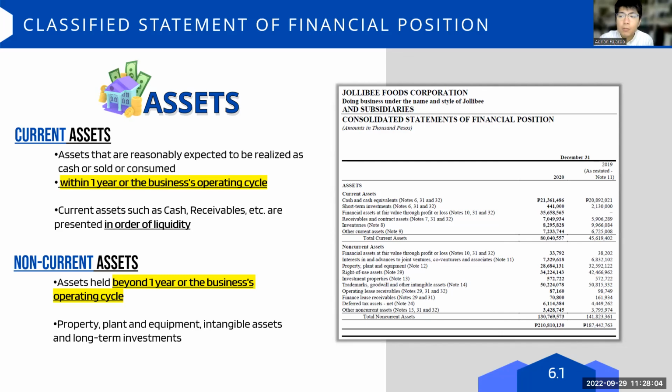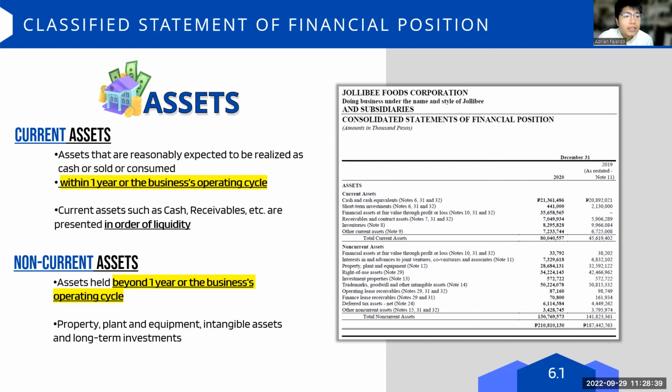So assets are broken down into current assets and non-current assets. Basically, the main difference is that current assets, you expect to consume them within 1 year of the business operating cycle. Examples of current assets: cash, short-term investments, accounts receivable, inventory. Those are all current assets because you expect to sell them within 1 year or the business operating cycle. Meaning, you create inventory because for the operating cycle, you hope to sell them within that year.